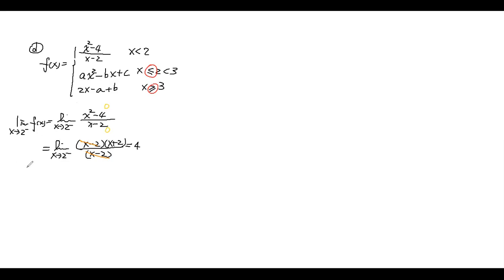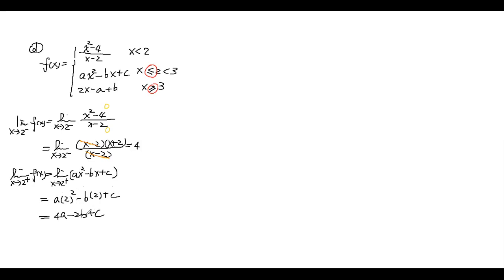Okay, now limit as x approaches 2 from the right-hand side of f of x. That means x is greater than 2. That means I'm going to use the second equation, right? So this is ax squared minus bx plus c. So this will give you what? a times 2 squared minus b times 2 plus c. So what I have here is 4a minus 2b plus c, right?